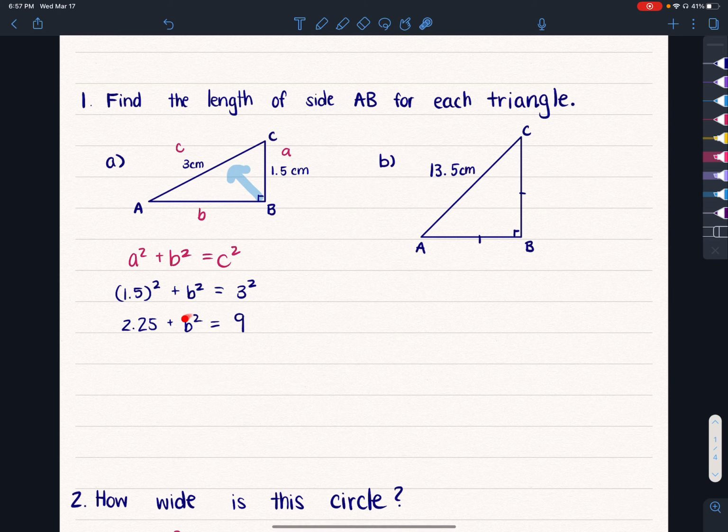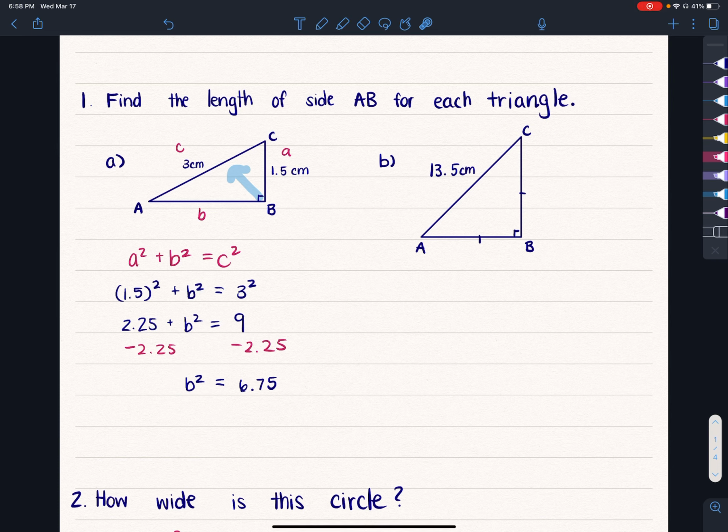Now we want to isolate for that B, so we need to use our algebra. We're going to have to move this over. So to get rid of this 2.25, we need to subtract. We're going to subtract 2.25 from each side. We get our B squared equals 6.75.